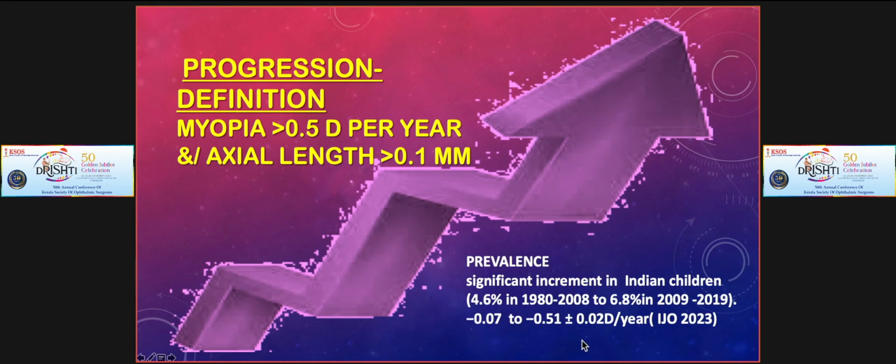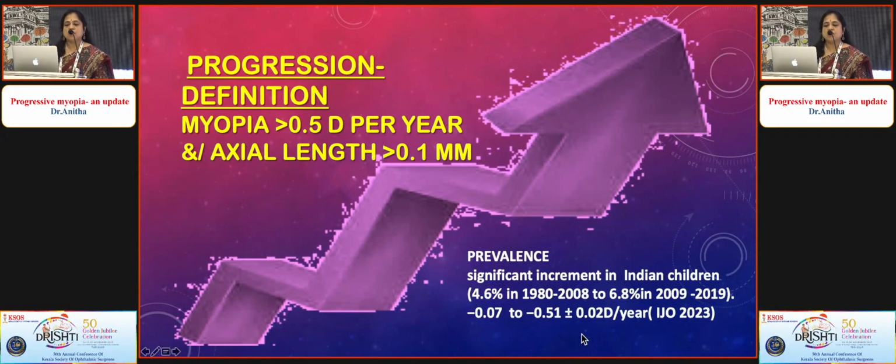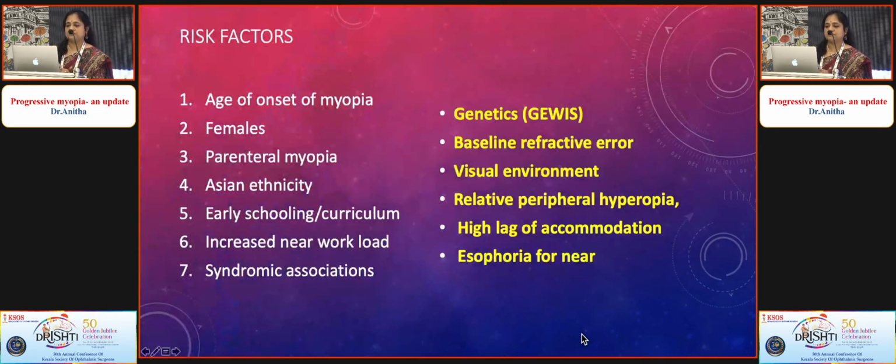So first of all, let us define what is progression. Progression means when the myopia increases more than 0.5 diopter per year or an increase in axial length of more than 0.1 millimeter per year. So that is the definition of progressive myopia. And one more thing which is progressing is the prevalence of myopia as well. As has already been described, the prevalence of myopia in Indian children has also been on the increase. So that is also another progression we are noting.